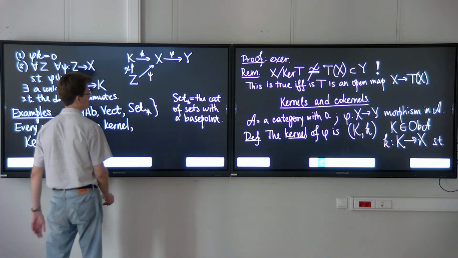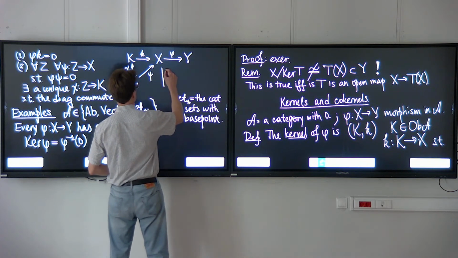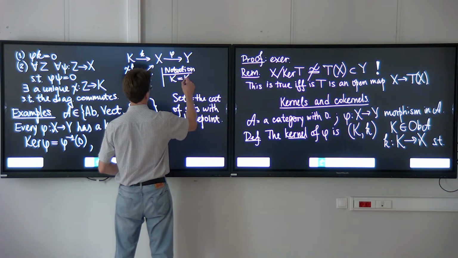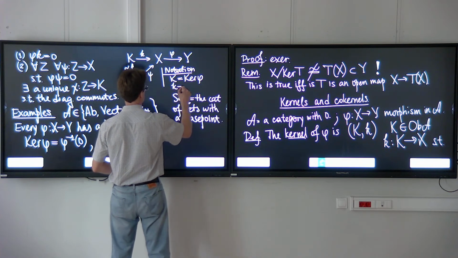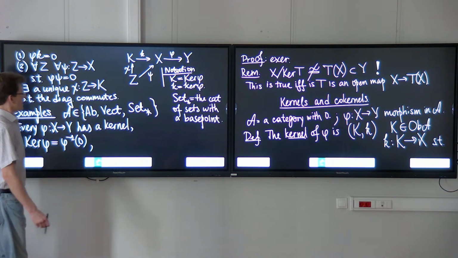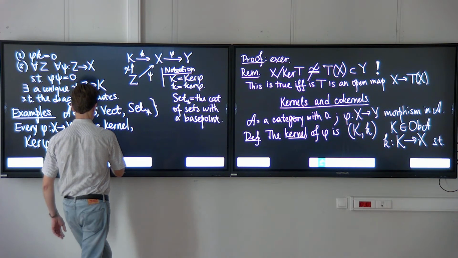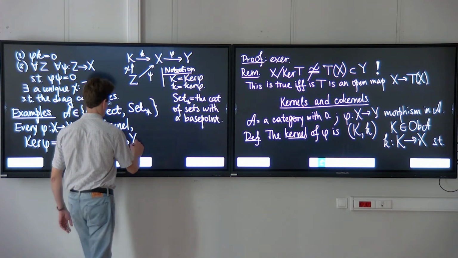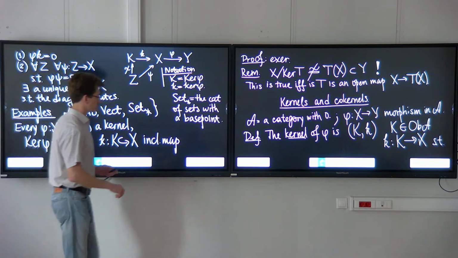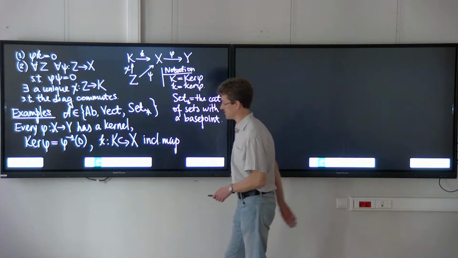And I forgot to introduce the respective notation. Let me do it here. Notation. The object big K is denoted like this, and the morphism little k is denoted like this. The kernel of phi is just the preimage of 0, and little k is just the inclusion map. It's a simple exercise to show that this is indeed the kernel in the category theoretic sense.